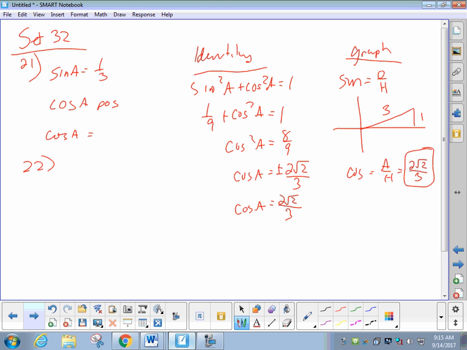22 will make more sense now that you have cosine of A. Should we go through 22? Still, I guess it's not a home free necessarily yet. Yes? No? Talk to me if you can. Yes. All right. So this requires some identity work on your part.